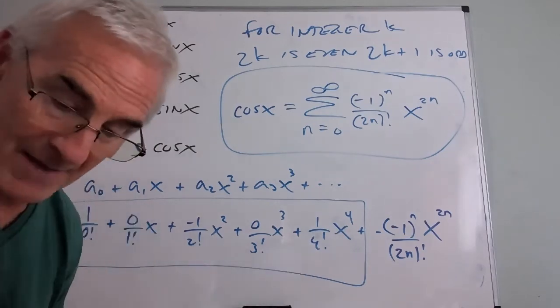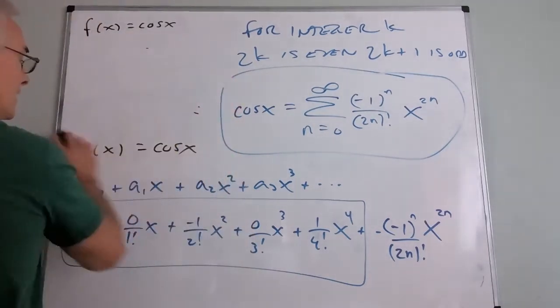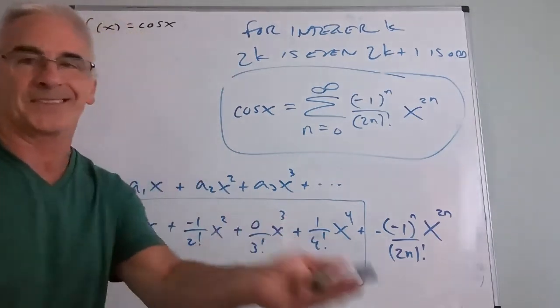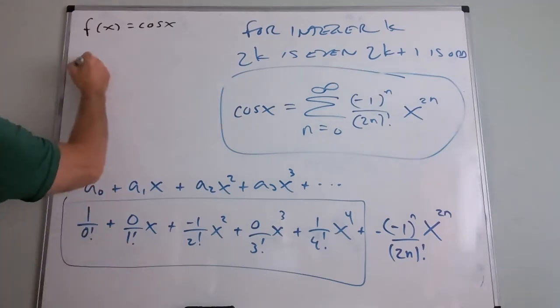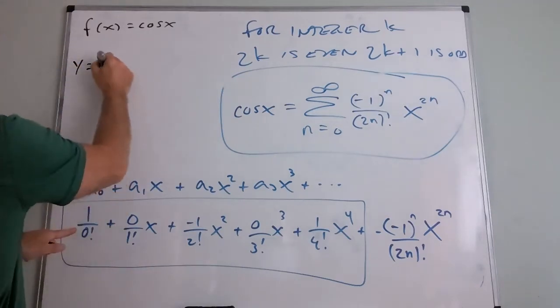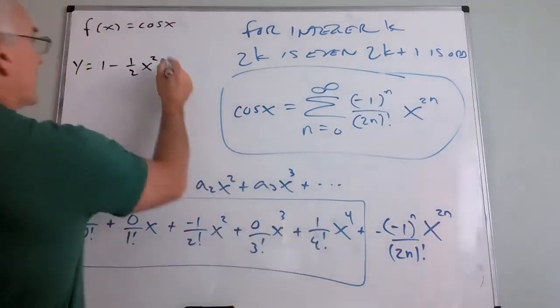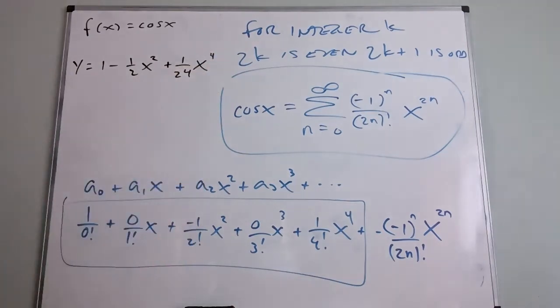And this is something, if you have a graphing calculator, I really would like you to try on your own. I can do this, but when I'm showing it, it doesn't translate quite so well when I'm holding it up. So if I said, consider y equals 1 minus a half x squared plus 1 over 24 x to the 4th. Just consider that much only.